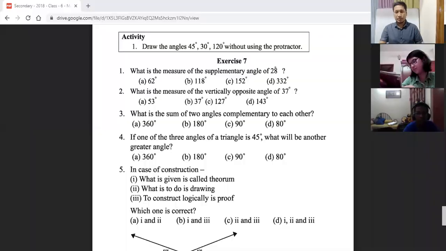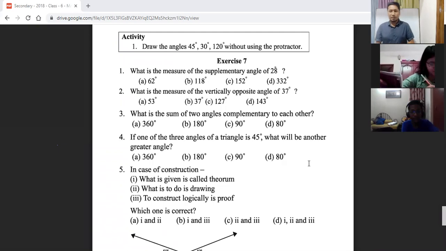Okay, number 1 says, what is the measure of the supplementary angle of 28 degrees? I am giving the screen share, so you will see the book here. You can see exercise 7, number 1. What is the measure of the supplementary angle of 28 degrees? It is very easy to know, because if the sum of two angles is 180 degrees, then one is called supplementary to the other. So who can tell me the supplementary of 28 degrees?